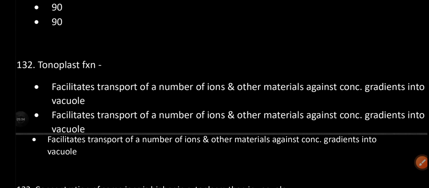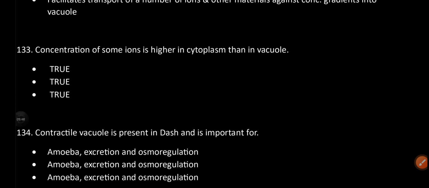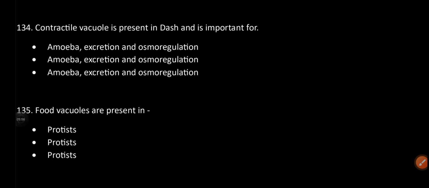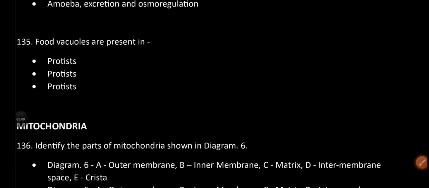Tonoplast facilitates transport of a number of ions and other materials against concentration gradient into the vacuole. Concentration of some ions is higher in cytoplasm than in vacuole. True. Contractile vacuole is present in amoeba and is important for excretion and osmoregulation. Food vacuoles are present in protists.